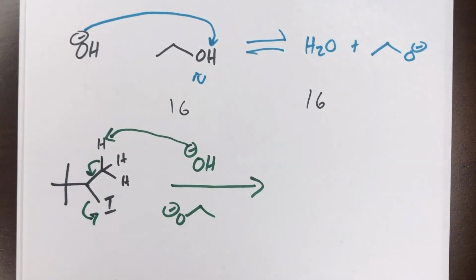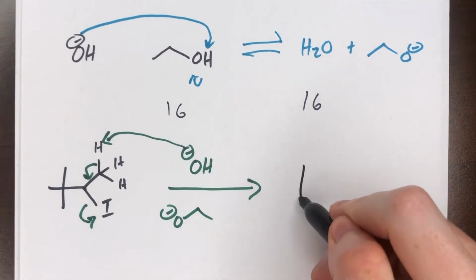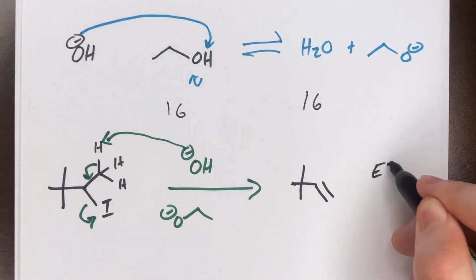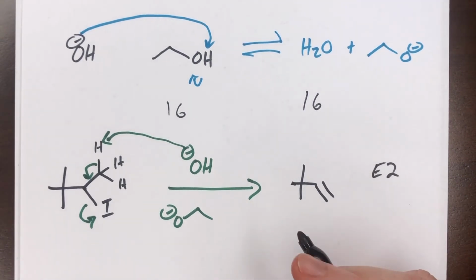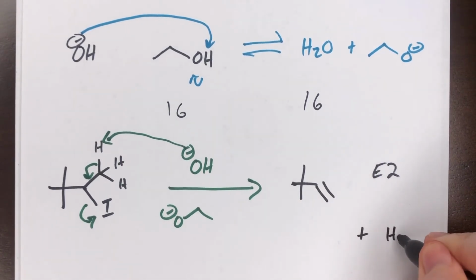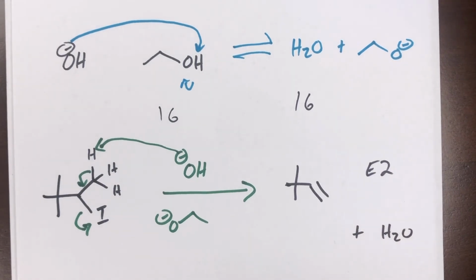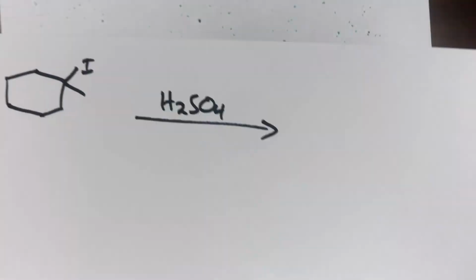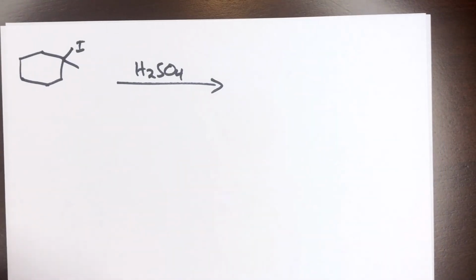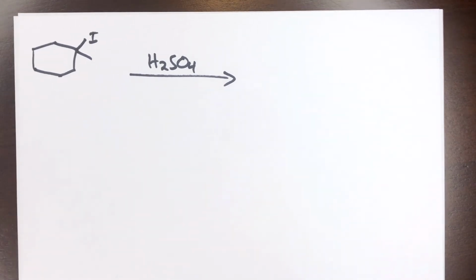So here is your mechanism, and then this gives you the alkene, again, like so. This is the E2. And water is a byproduct from the acid-base reaction, and that is it. Okay, moving on to the next question. Getting pretty close to the end here, but I wanted to be as complete as possible so you guys can do these questions like they're a piece of cake.